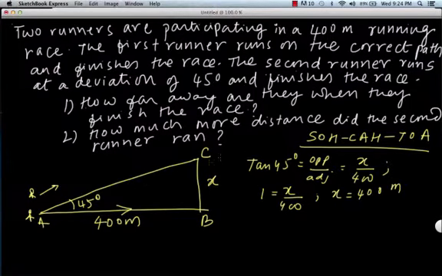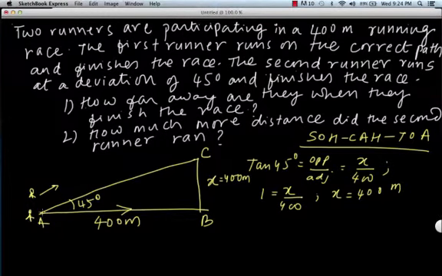So when they finish the race, the distance between the two runners is 400 meters. The second question asks us to calculate how much more distance the second runner ran.